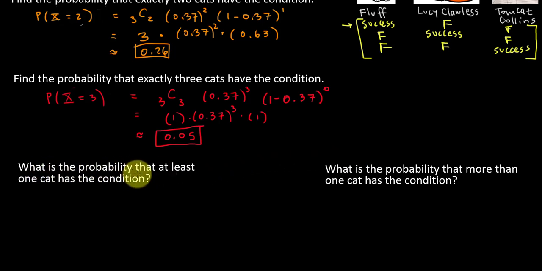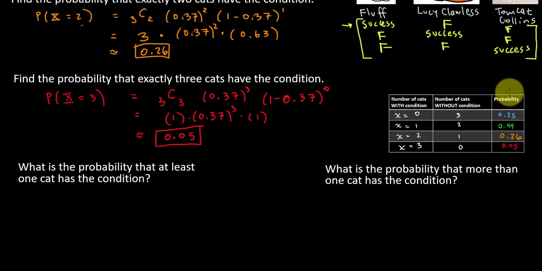Here's the question. What is the probability that at least 1 cat has the condition? Let's look at this table here. I copy-pasted it. At least 1 cat has the condition. Well, wouldn't that be the probability that x is, okay, we got 1, but we need at least 1. So 1 or greater. So we would use the greater than or equal to symbol. Greater than or equal to 1, well, that would be all the successes, 1 or greater, which correspond to these probabilities. So that's all the probabilities except 0 successes.